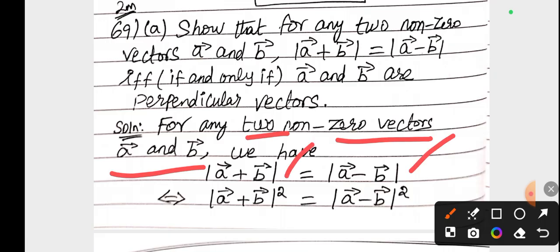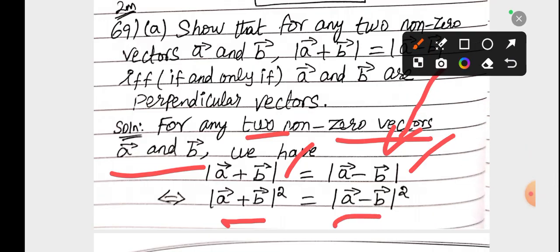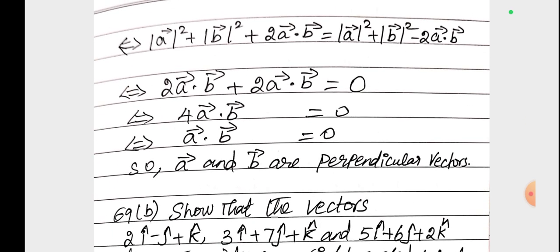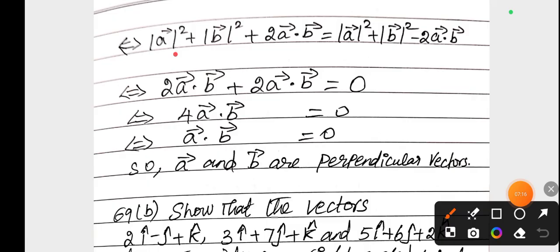For any two non-zero vectors, A vector and B vector, we have magnitude of A plus B equals magnitude of A minus B, as given in the question, children. Do squaring on both sides. When we square, we have to use the formula and multiply. We get magnitude of A square plus magnitude of B square plus 2 into A vector dot B vector equals magnitude of A square plus magnitude of B square minus 2 into A vector dot B vector. Simply, A plus B whole square is A square plus B square plus 2AB, then A minus B whole square is A square plus B square minus 2AB.